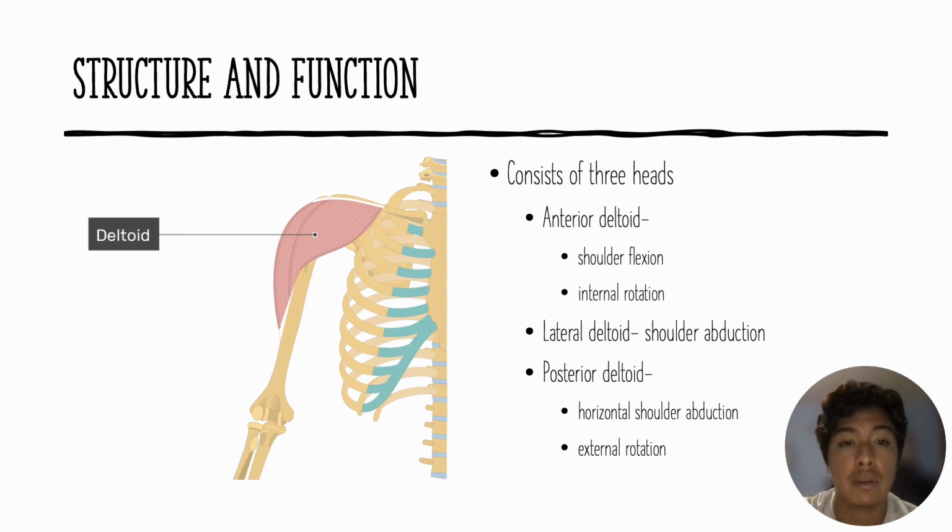The anterior deltoid, which is responsible for shoulder flexion and internal or medial rotation. The lateral deltoid, which is responsible for shoulder abduction, and the posterior deltoid, which is responsible for horizontal shoulder abduction and external rotation.